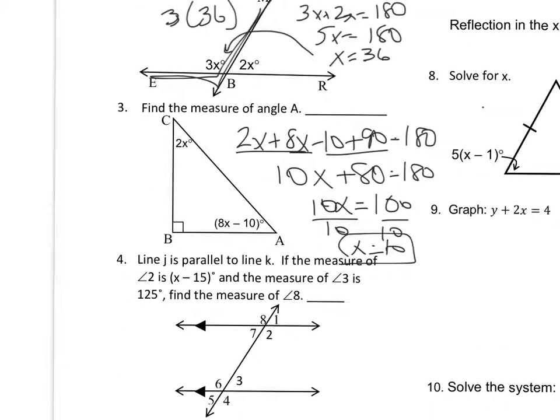But now the question says find the measure of angle A. So you got to take x equals 10 and plug it right here. Well, 8 times 10 minus 10. 8 times 10 is 80, minus 10 is 70 degrees.